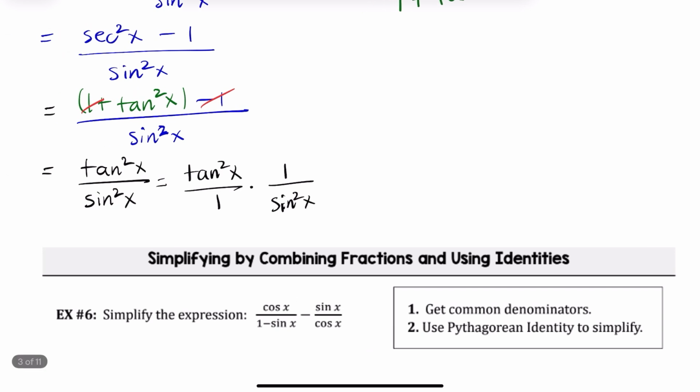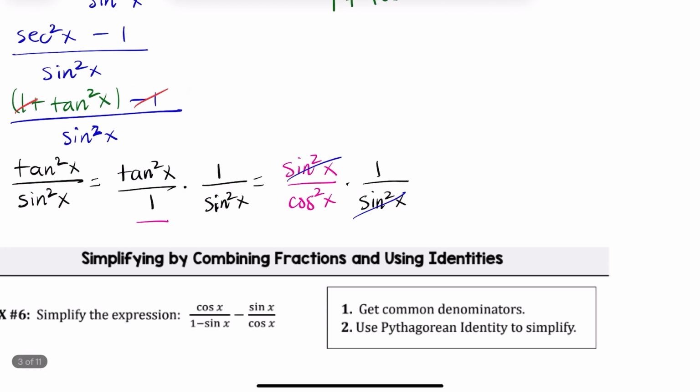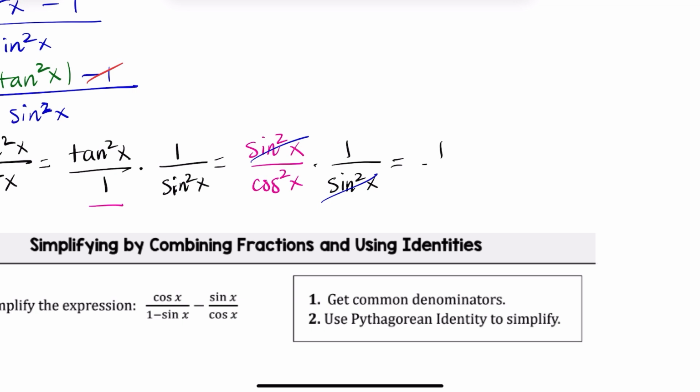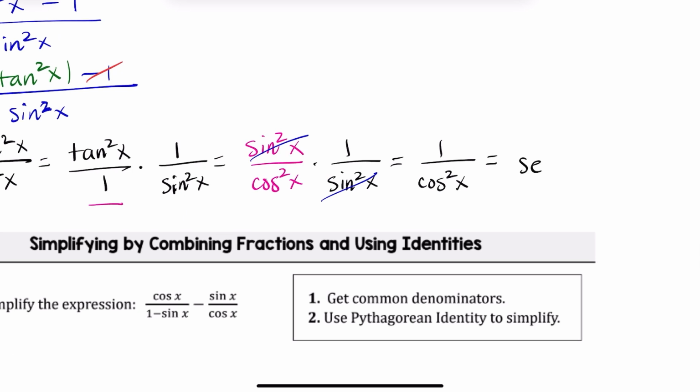Now tangent is sine over cosine, so I'm going to rewrite this first term as sine squared of x over cosine squared of x, and then times 1 over sine squared x. And I like that, because I have my sine squared x that I can cancel out. So I'm going to get 1 over cosine squared x. And we know that 1 over cosine is secant, so 1 over cosine squared is just secant squared. So that complicated expression that we started with cleaned up pretty nicely.